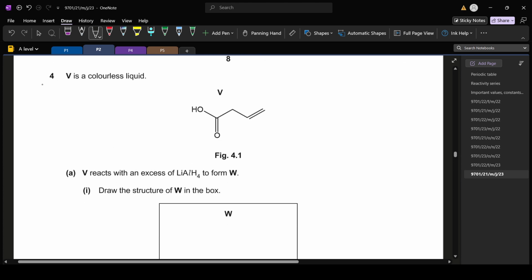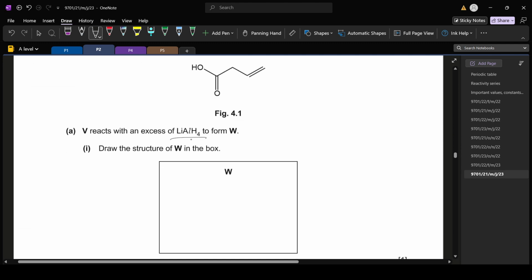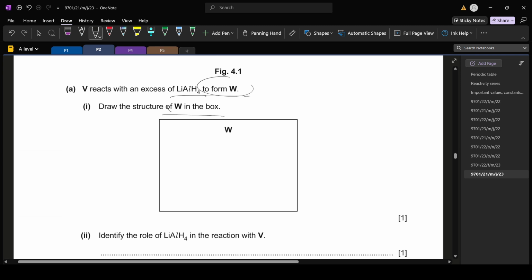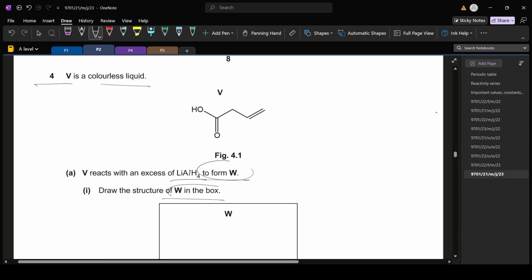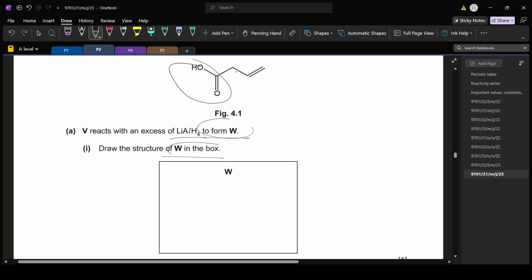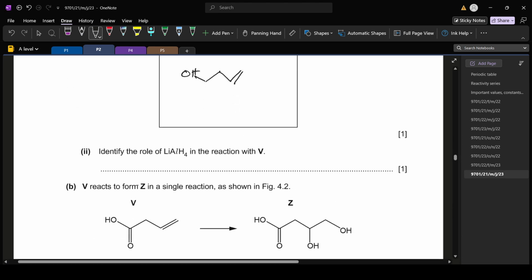Now moving towards question number 4. V is a colorless liquid. V reacts with an excess of LiAlH4 to form W. Draw the structure of W in the box. W will reduce this carboxylic acid group to an alcohol. So the alkene group will be unchanged; only the carboxylic acid group will change into an alcohol. Identify the role of LiAlH4 in this reaction. It is a reducing agent.